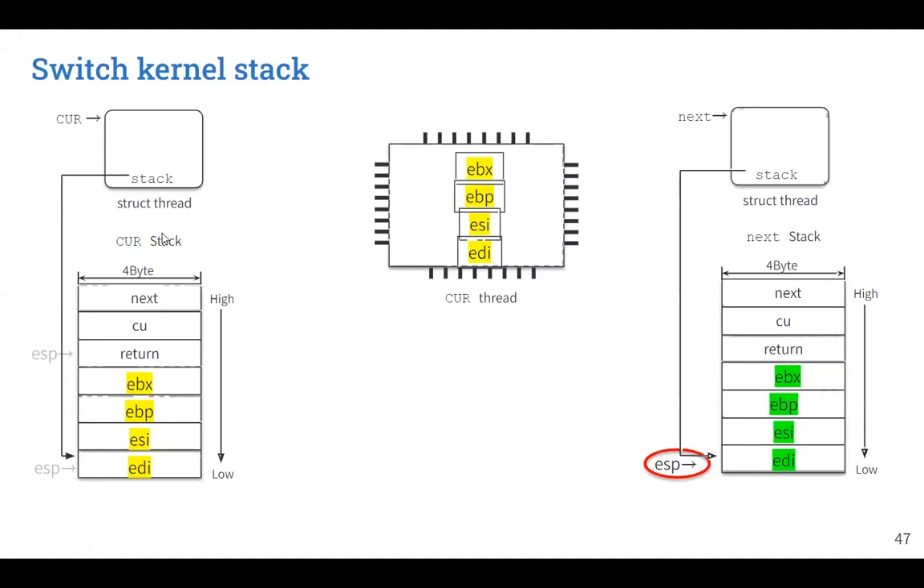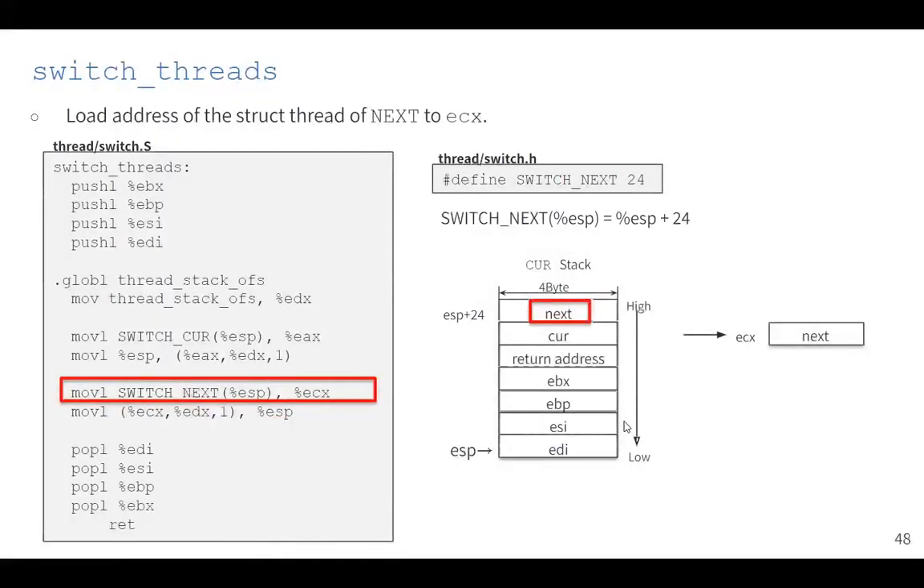And then to actually begin the switching, we want the ESP to point to the top of the stack of the next thread. So how we do that is the following. Again, we have the stack and we have the pointer to the next struct thread in the stack. We calculate from ESP, it should be plus 24. So we load that pointer value to ECX.